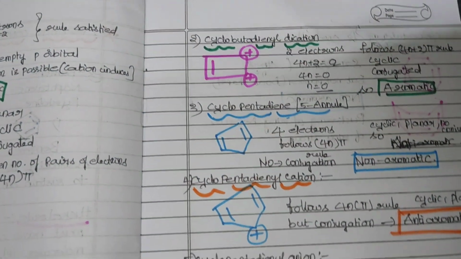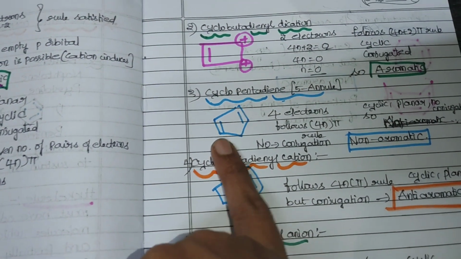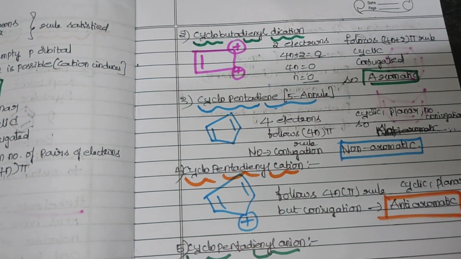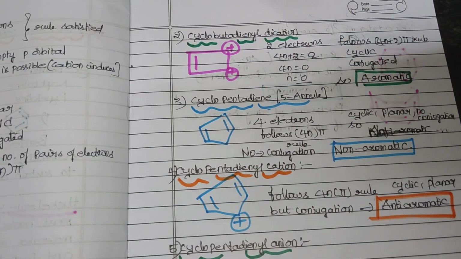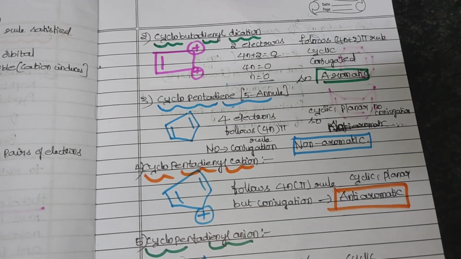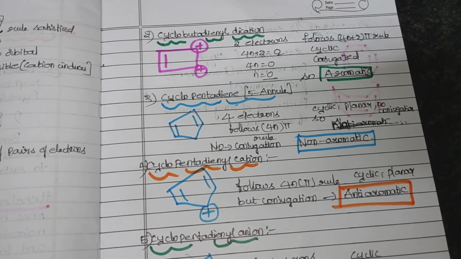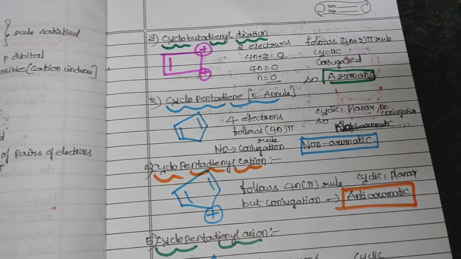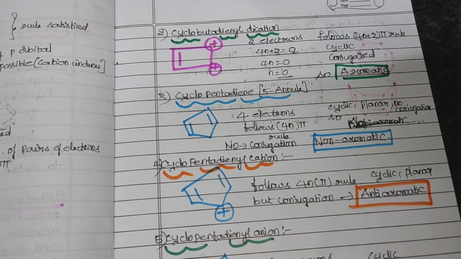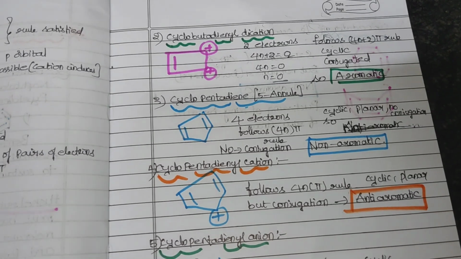And then when we take 5, cyclopentadiene, [5]annulene, here also 4 electrons are present, 1, 2, 3, 4. So it also follows the 4n pi rule, but no conjugation is there. So it is not anti-aromatic, it is non-aromatic. We have to remember that if there is no conjugation or any disruption in the delocalization, then it is non-aromatic.